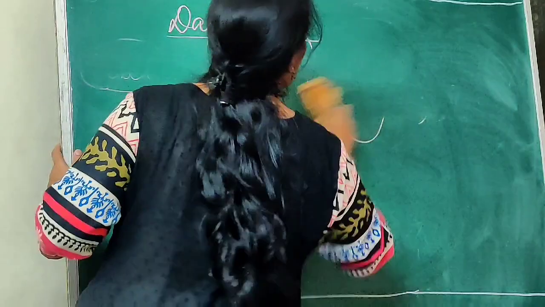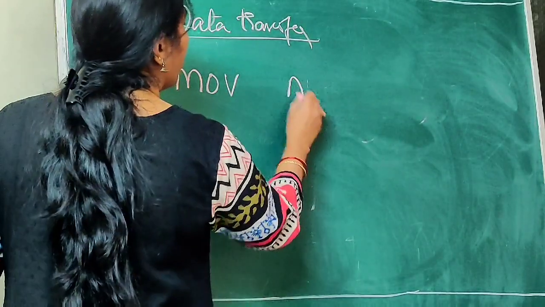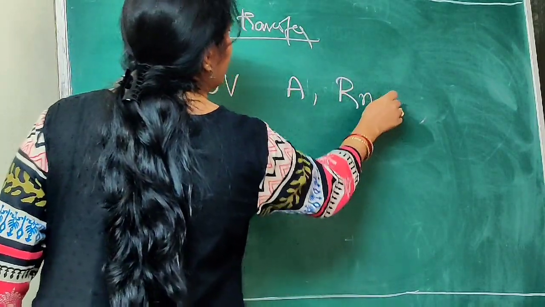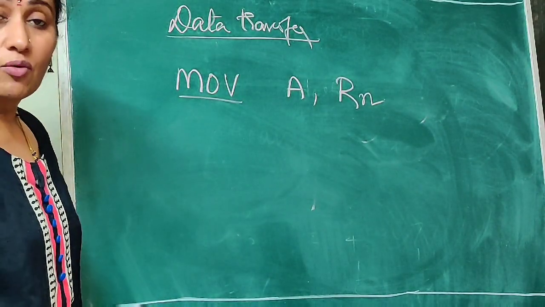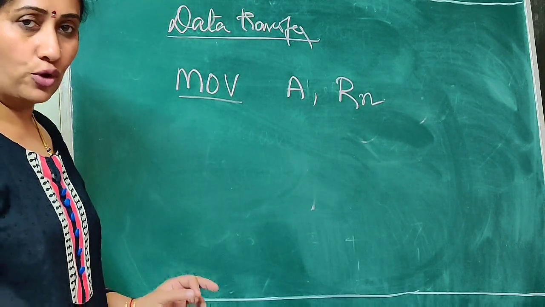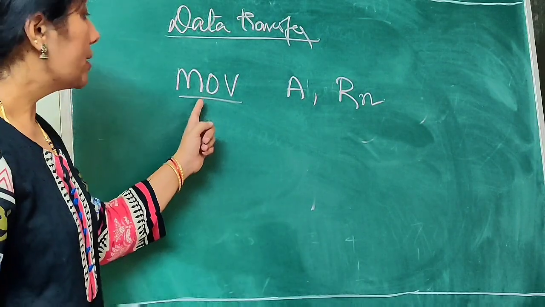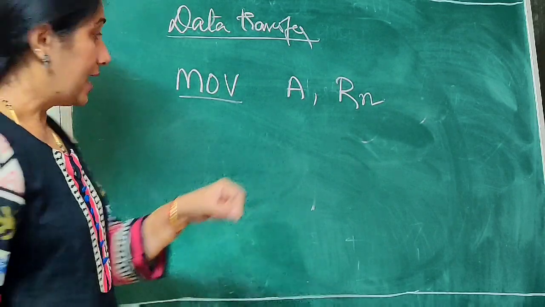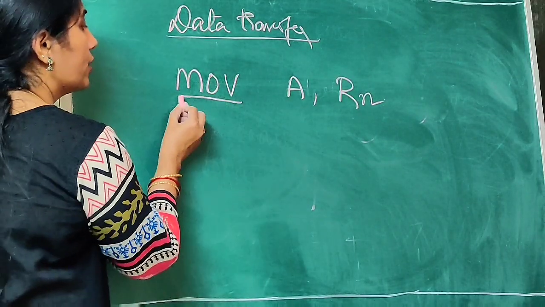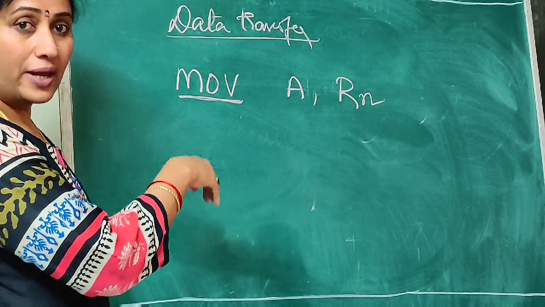So the first instruction which I am going to write over here is MOV A, Rn. What is this MOV? MOV is a mnemonic. What do you mean by mnemonic? An English-like word. So it's an opcode, operation code. This operation code is saying that we are going to move, transfer, copy the data.